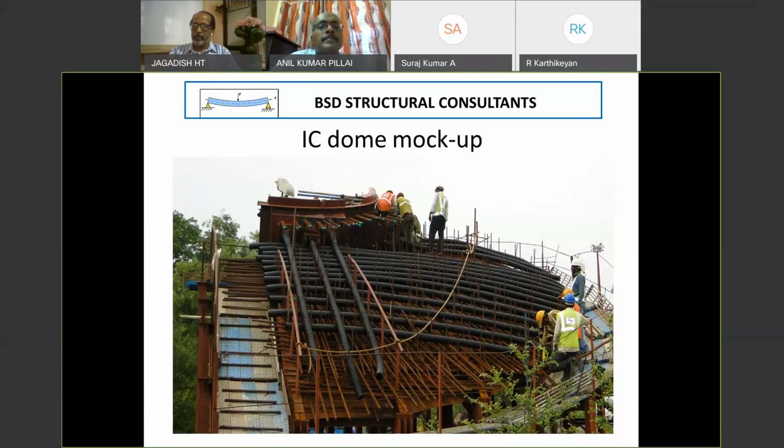In addition, when we do a mock-up, if we have a difficulty in executing the drawing, we go back to the designer and say that this particular mock-up we have done like this, it didn't help us properly. Please change the reinforcement pattern or please change the prestressing cable pattern or whatever it is. So we give input to designers and designers will come back with a change in revision of the drawing and it's executed.